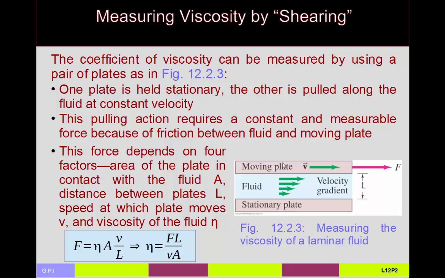And so it turns out that this force depends on several factors. One is the area of the plate which is in contact with the fluid. One is the distance between the two plates, so how thick is the fluid. And then one is just how fast are we actually pulling this plate. And then last but not least, you knew that this one had to go in there somewhere because it's what we're trying to measure. The viscosity is also a factor. And so the force itself is equal to the viscosity, or coefficient of viscosity, times the area times the speed divided by the length. And so we solve this equation for the coefficient of viscosity, and we get force times length divided by speed times area.